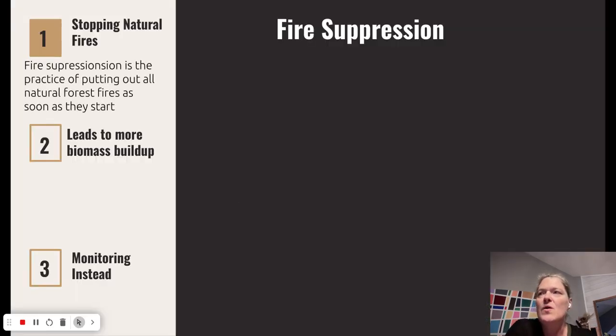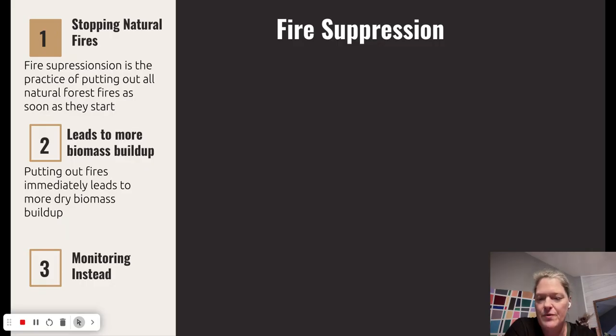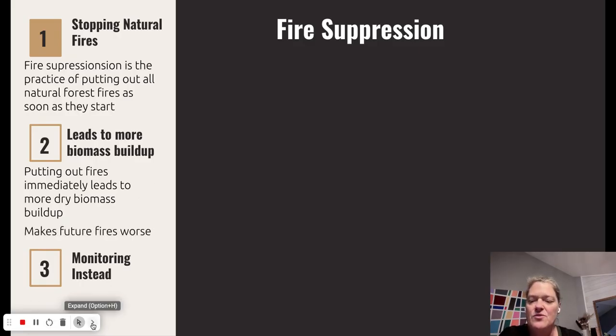Okay. Also, using sustainable forestry practices helps to suppress fires. So it stops natural fires from happening. And this fire suppression is the practice of putting out all natural forest fires as soon as they start. An issue with this is that it leads to more biomass buildup. So putting out the fire immediately leads to that dry biomass that would have burnt in the fire to actually build up, and it makes the fires worse in the future.